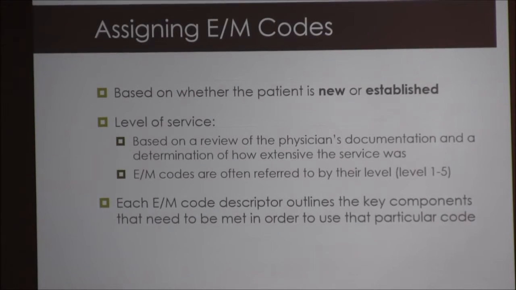So, like I said, E&M codes are assigned based off of whether they're new and whether they're established. And it's based on a review of the patient's documentation and determination on how extensive the level of service was. Everything is being derived from the HPI, the physical exam, the review of systems. If it is not detailed, you will not get paid a high level, or you will not be able to assign a very good code. Each E&M code descriptor outlines specific key components that need to be met in order to use the particular code, which we'll go through.